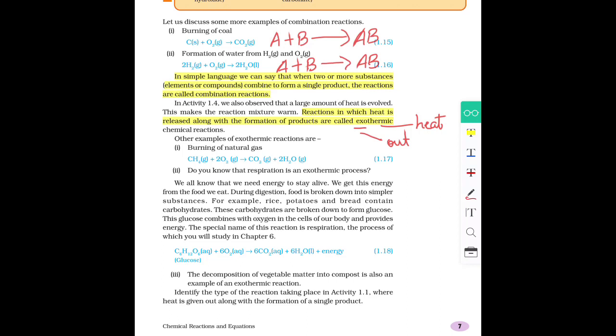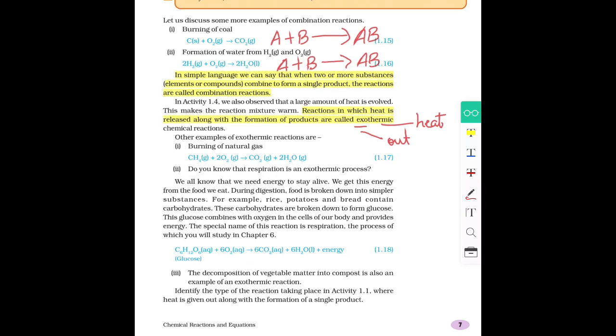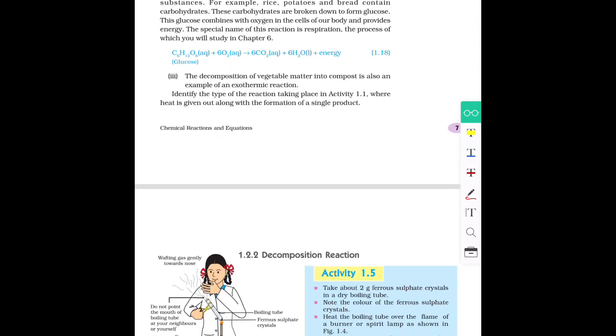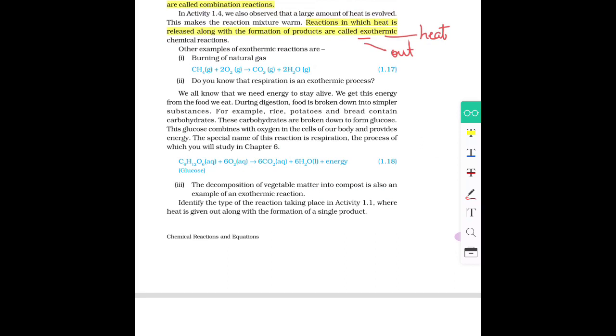Identify the type of reaction taking place in activity 1.1 where heat is given out along with the formation of a single product. So it is an exothermic reaction along with a combination reaction. So till now we studied two kinds of reactions. They are combination reaction and exothermic reaction.